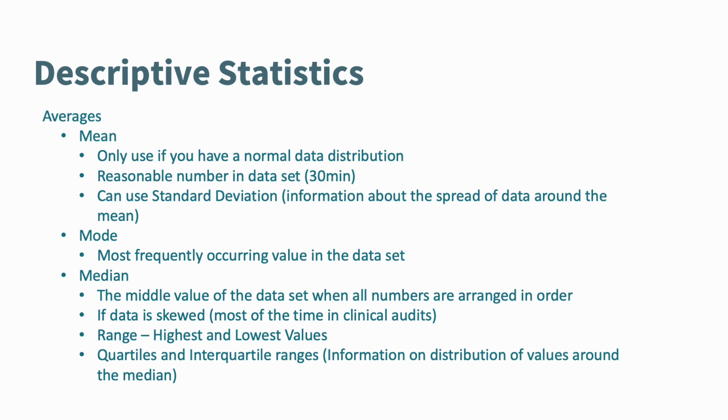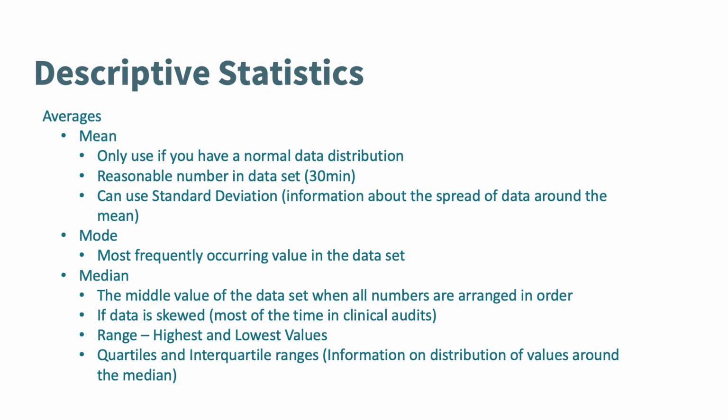And then when we're wanting to think about reporting this information, some basic descriptive statistics can be used. So you've got your averages. The mean can only be used if it's a normal data distribution. There has to be a decent amount in the data set, and you can use the standard deviation to see the spread around the mean. The mode is the most frequently occurring value in the data set, and the median is the middle value in the data set when all the numbers are arranged in order.